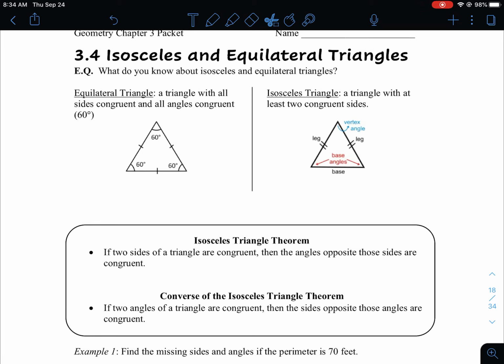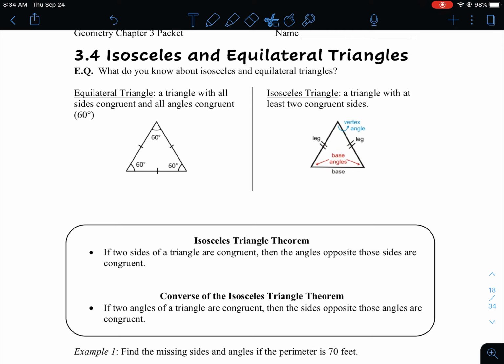In section 3-4, we're going to take a look at two triangles a little more closely. We're going to look at isosceles triangles and equilateral triangles and learn some fun facts about both of them. So first of all, just as a refresher, an equilateral triangle is a triangle with all sides congruent and all angles congruent, meaning that they are 60 degrees. And we found that out the past couple lessons.